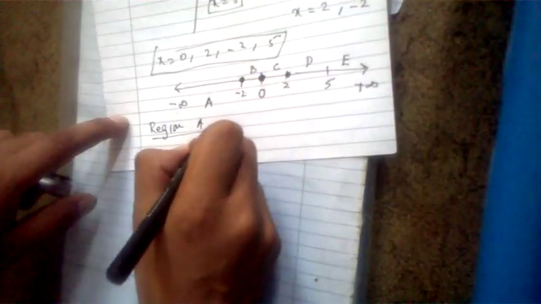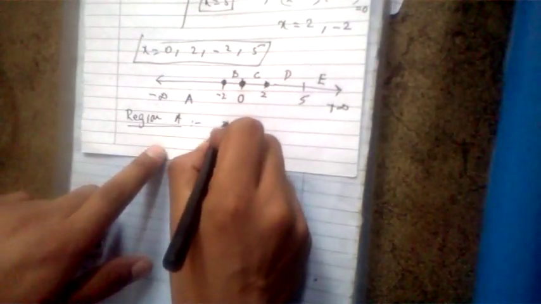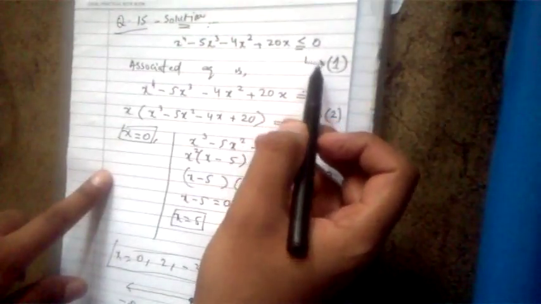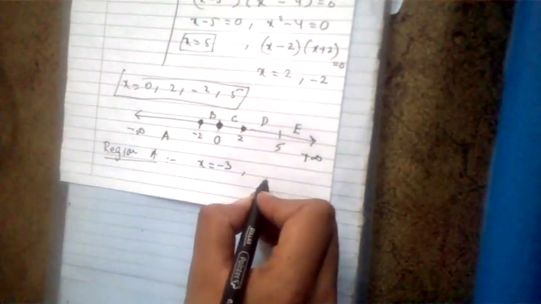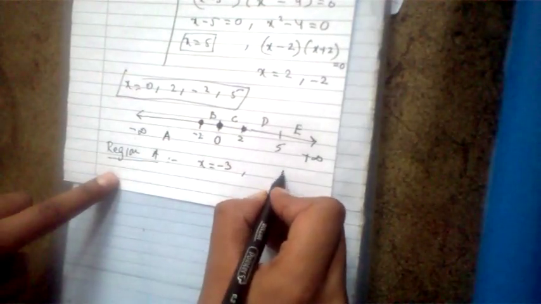Now we will check all of the regions for the solution. Region A, obviously one of the points in the region A is x is equal to minus 3. You will test x is equal to minus 3 and you will put it into your inequality number 1. After putting it into that inequality, this inequality is not satisfied and it is false.